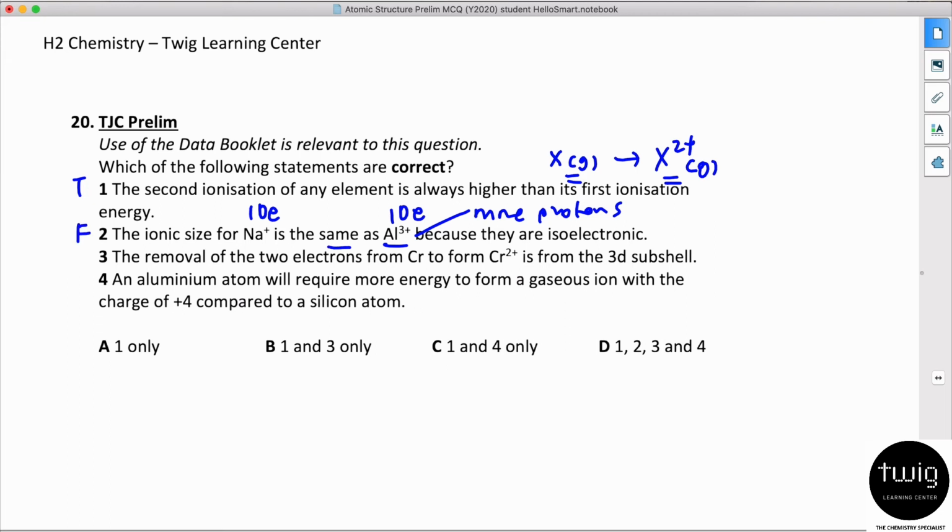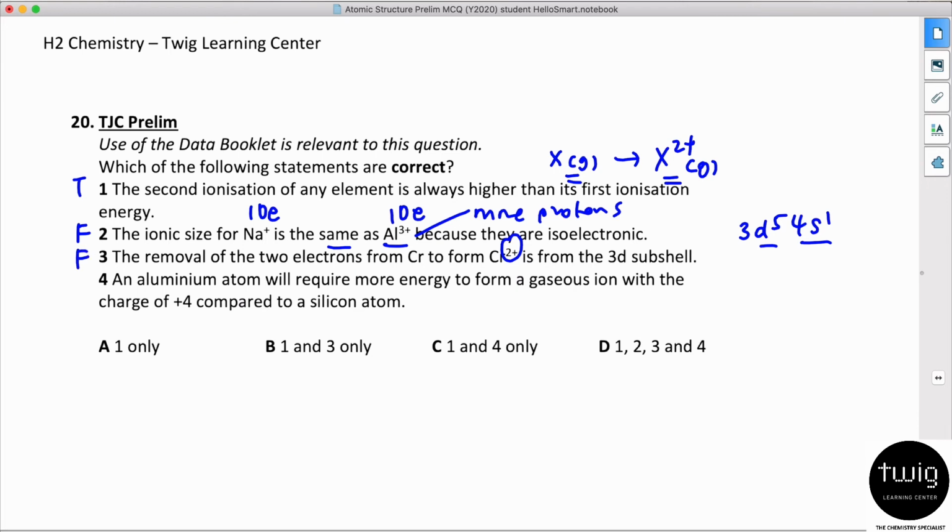The removal of 2 electrons from chromium to form Cr2+ is from the 3d. Now, when you remove an electron, you always remove from the 4s first. But chromium is 3d5 4s1, so to form Cr2+, you need to take one from the 4s and one from the 3d. But they say the removal of 2 electrons is from just the 3d, which is wrong. So this is actually false.